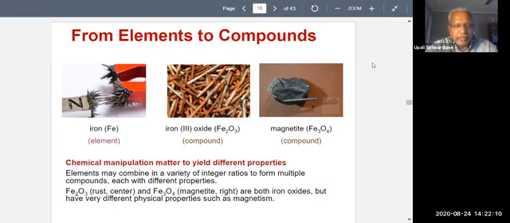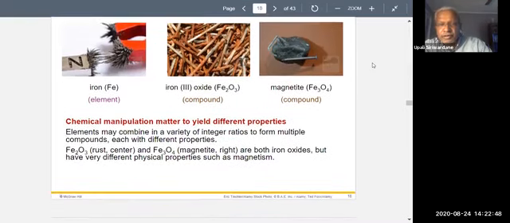Iron is made out of iron atoms. It is magnetic, is the element. Iron powder is magnetic. When iron is reacted with oxygen, rust is formed, the red color. Rust is Fe2O3. Iron also combines with oxygen to produce a different compound called magnetite. Magnetite is the small magnet in compasses.